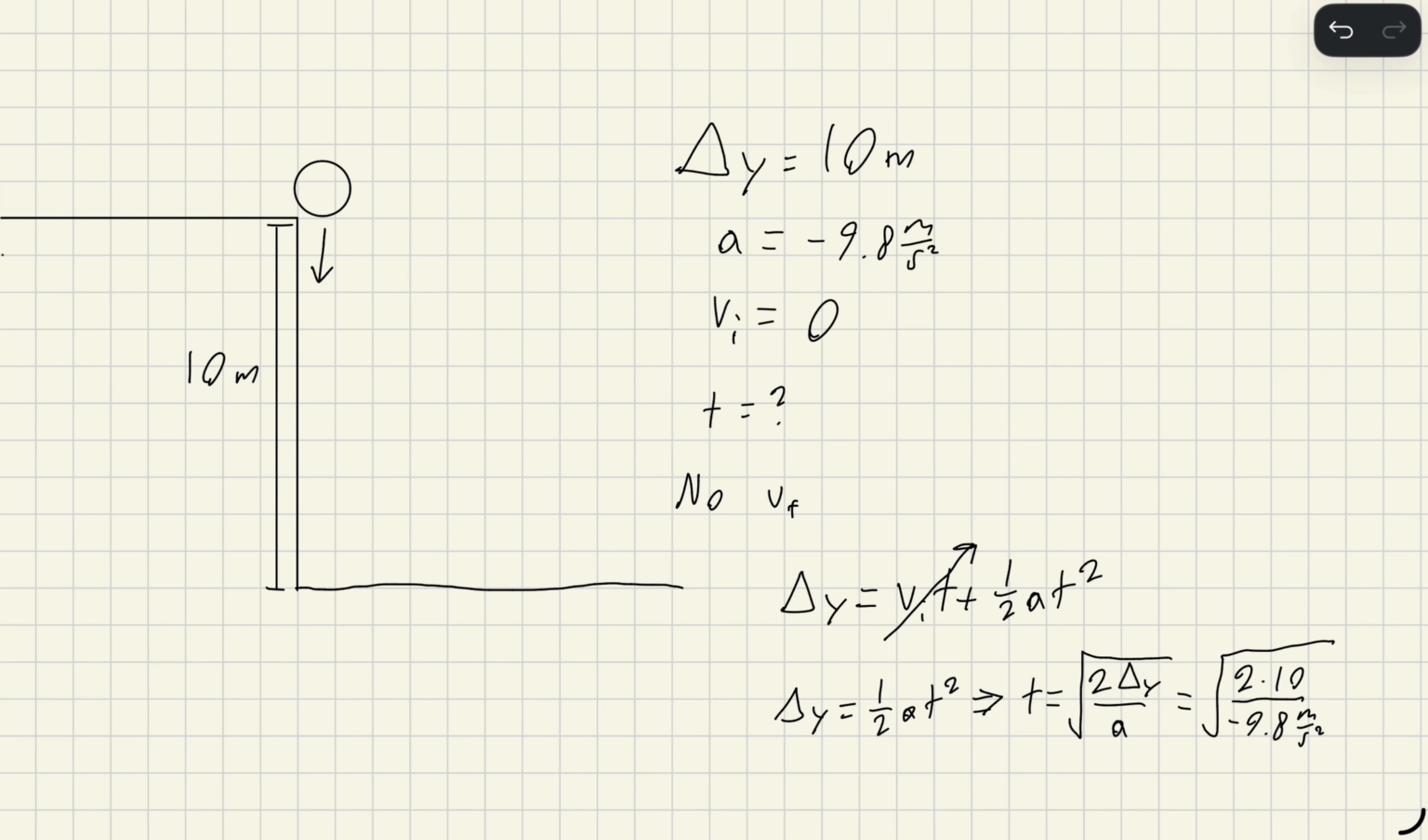Now there's a slight problem with this equation. We said that up was the positive direction. And you'll notice here that we have 2 times 10, which is 20, divided by a negative number. So we have the square root of a negative number. Since we chose up to be the positive direction, our displacement from the start is actually negative 10 meters. So then both of them are negative, and we end up with a positive value.